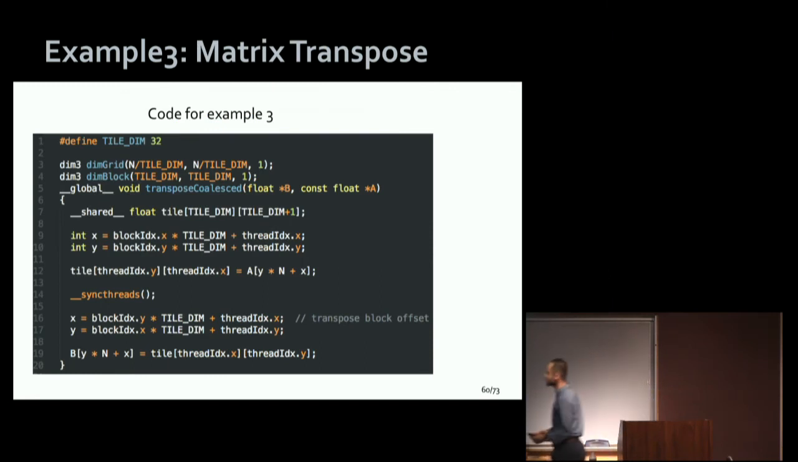So this is the code. I'm defining my tile to be 32 by 32 plus 1. I get my x and y coordinates. I read A, put it in tile, wait for everybody to put the results into tile, then just put the transpose of tile back in B. And this code will perform much, much faster than the original code.